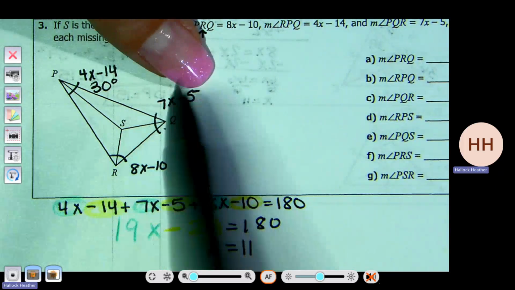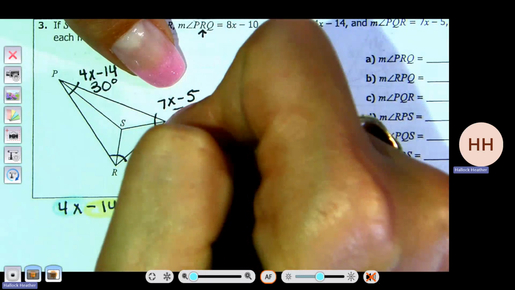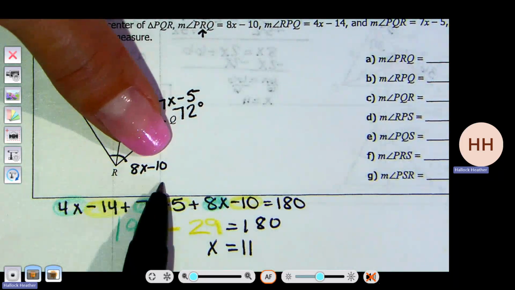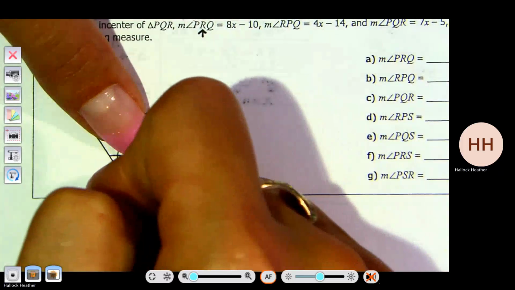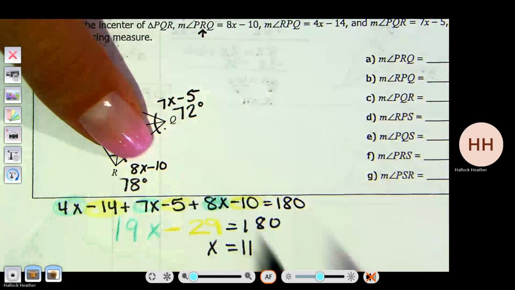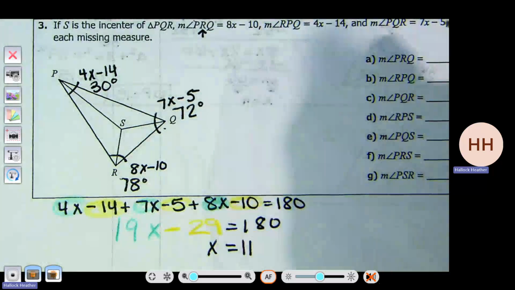77 minus 5 is 72, so that whole angle is 72 degrees. And then down here, you have 8 times 11, which is 88. 88 minus 10 is how much? 78. Okay, so now let's see what we can find.